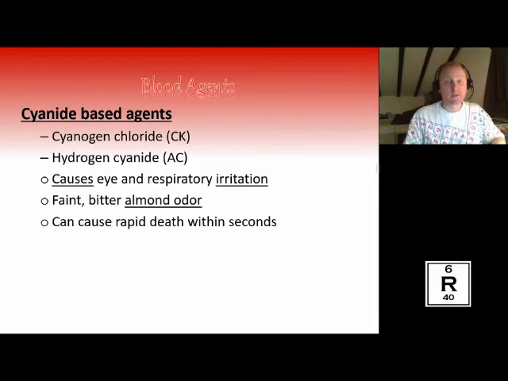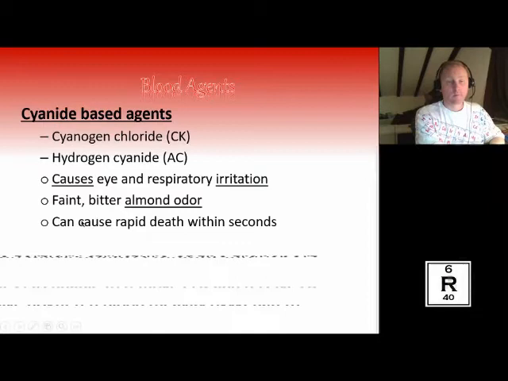Why so fast? The reason you really want to get gas masks on quickly with blood agents is because they can cause rapid death in seconds. In fact, cyanide blood agents are what they use in the gas chamber to do what we call humane executions of people.